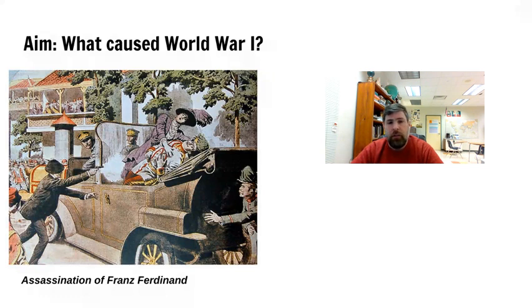Now, what you see here on screen is an illustration of one of the things that people talk about when they talk about this, the assassination of Franz Ferdinand, who was the second in charge in the Austro-Hungarian Empire. And a lot of times people talk about this as being one of the causes, but I would say that this is like the trigger, right? This is like the spark or the match that lights the fuse. But to really understand what caused World War I, you need to understand a lot more stuff. So we're going to talk about it here.